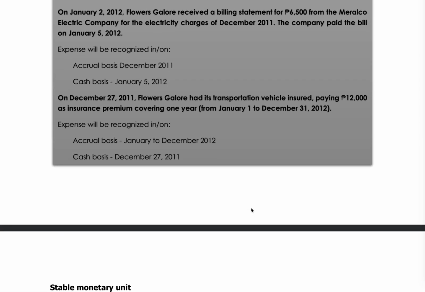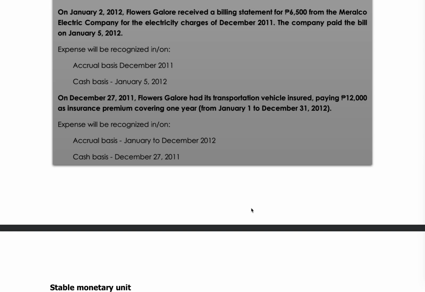Next. On January 2, 2012, Flowers Galore received a billing statement for 6,500 from Meralco for the electricity charges of December 2011. The company paid the bill on January 5, 2012. So, kailan daw ito na electricity charges? 2011 December. Kailan nagbayad? January 5, 2012. Question. Accrual basis of accounting. When is the expense recognized? When the expense is incurred, which is on December 2011. But, cash basis of accounting. Kailan ito i-recognize yung expense? When the cash is paid, which is January 5, 2012.